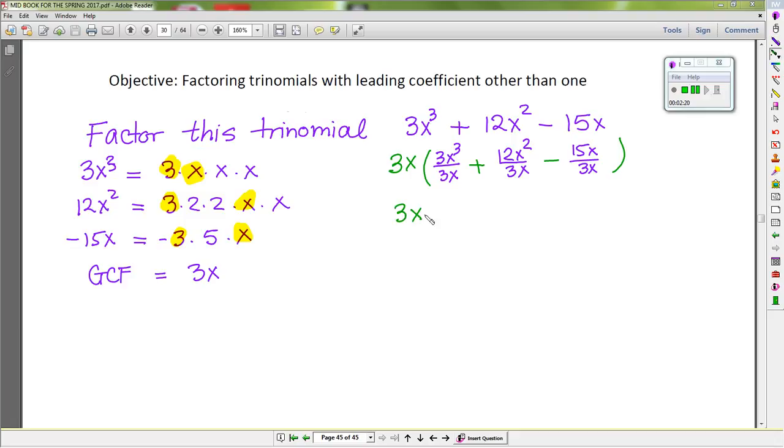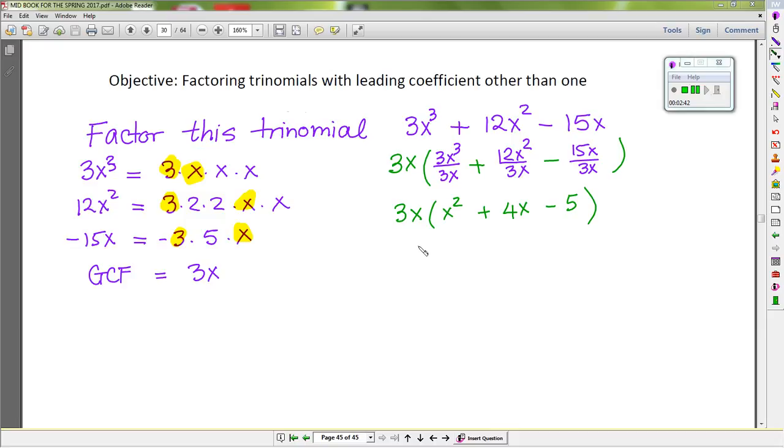So let's go ahead and simplify. 3x to the power 3 divided by 3x: the 3 is gone, and x to the power 3 divided by x will give you x squared. 12 divided by 3 gives 4, and x squared divided by x gives x. Negative 15 divided by 3 gives us negative 5, and x divided by x is 1, so it's gone. So now you have x squared plus 4x minus 5.